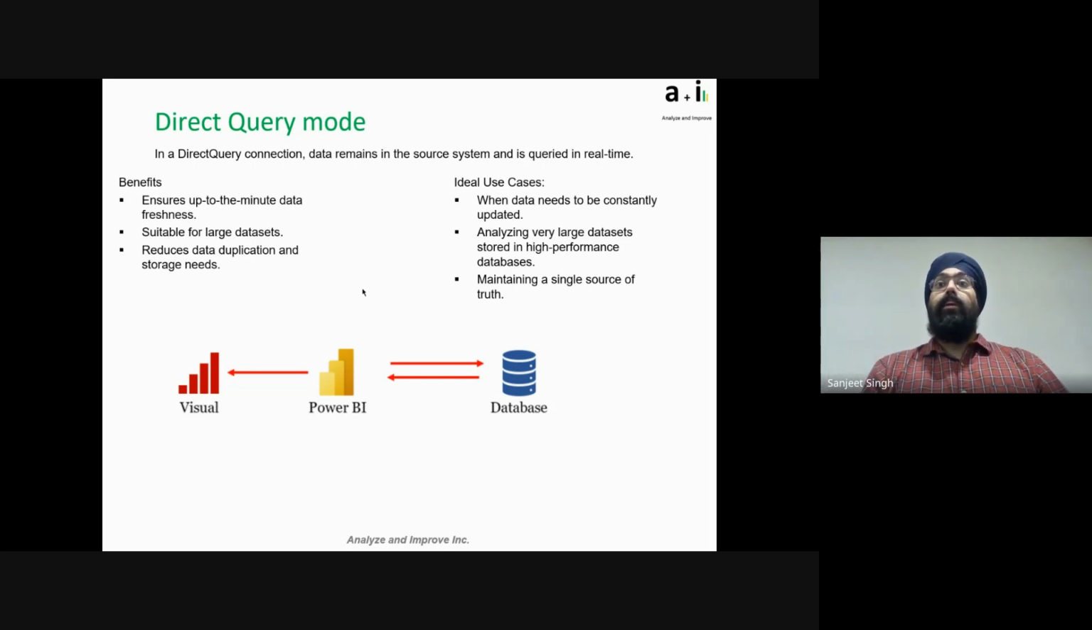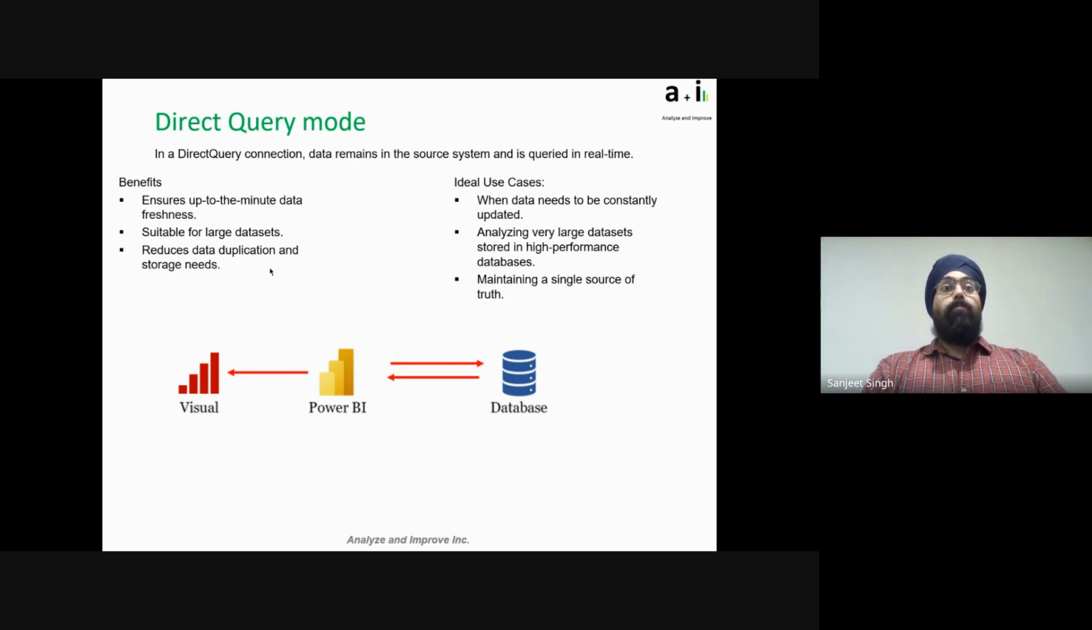It is for analyzing very large data sets stored in a high performance database. Your database should be high performance. Otherwise, because it is connecting to your database, it will impact the database performance, because it's real time data. Every second it is connecting to the database and fetching data from the database. So it's constantly running. That's why we need a high performance database for the direct query mode. Maintaining a single source of truth: only one database is there, only one data is there. That is what we use in direct query mode.